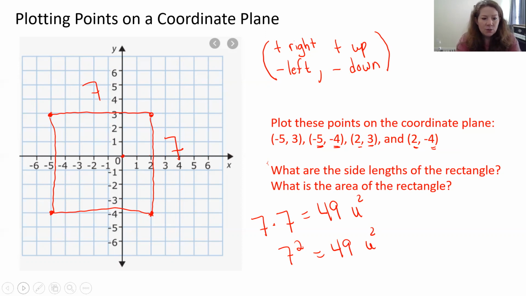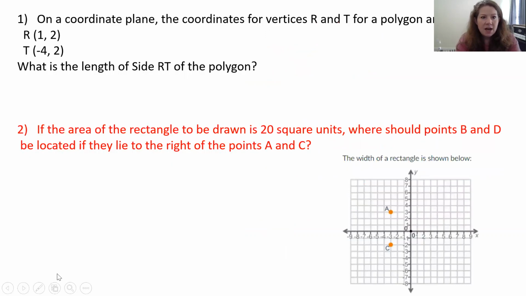All right, next question, next problem. On a coordinate plane, the coordinates for vertices R and T for a polygon are, R is at 1, 2, and T is at -4, 2. What is the length of the side RT of the polygon? So obviously these 2's are on the same position, but these, there's some difference between them, correct? So basically I want to know what's the difference between +1 and -4.